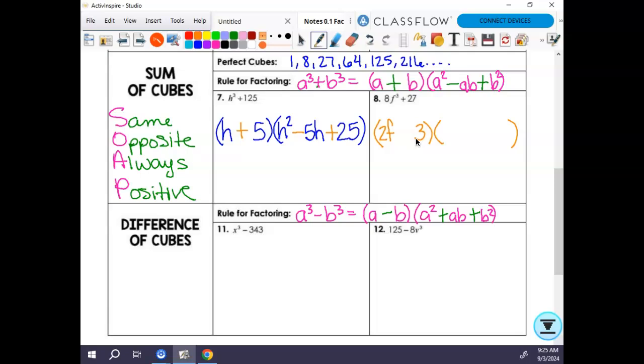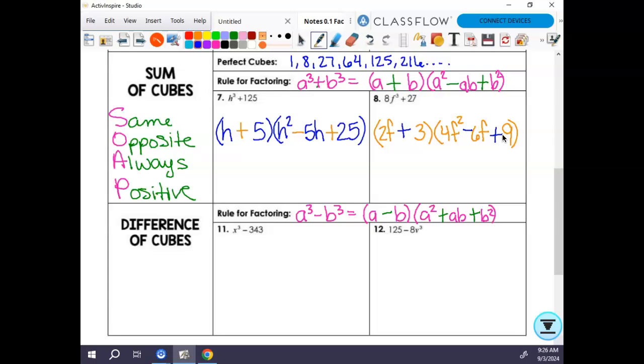So when I square 2f, I get 4f squared. You have to make sure you square the whole thing, right? When I multiply 2f times 3, that gives me 6f. Then I square 3 and I get 9. Everybody good with that? Then I do my signs. This is positive, so it's same, opposite, always positive. Okay. Everybody okay with that?